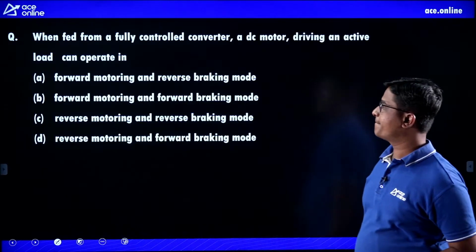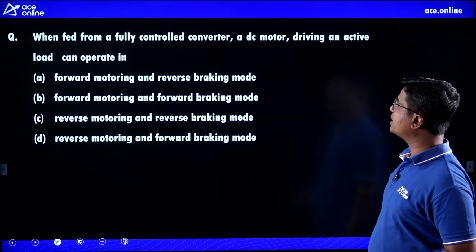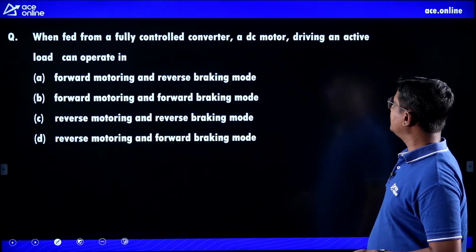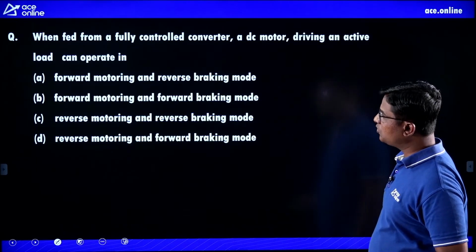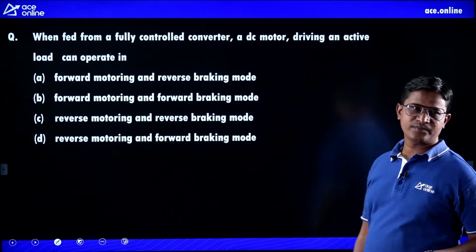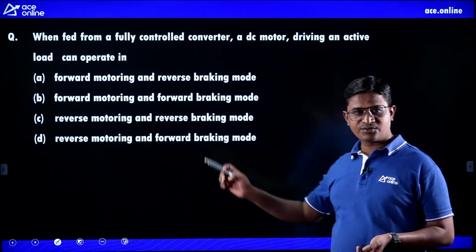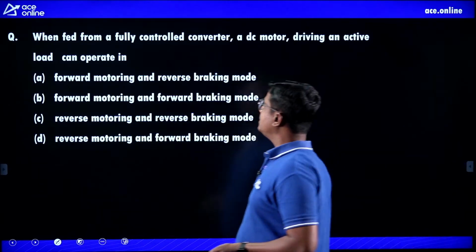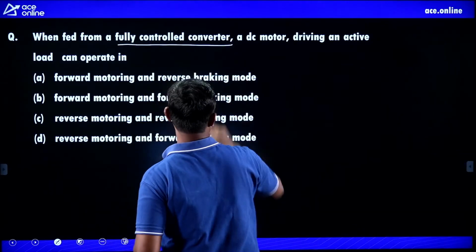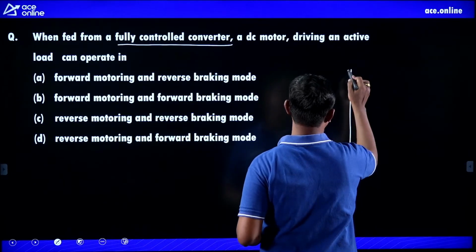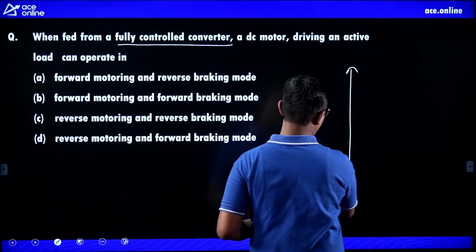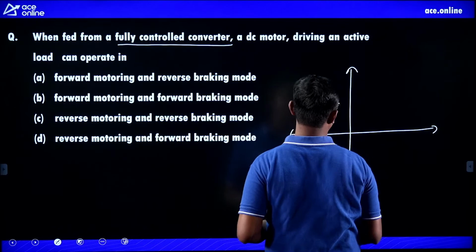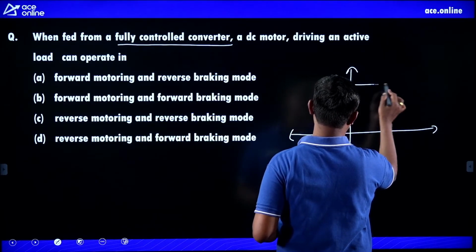Yes. When fed from a fully controlled converter, a DC motor driving an active load can operate in. So this question is related to your quadrants of operation. Here it is a fully controlled converter, right? We know a fully controlled converter operates in which quadrants? 4 quadrants, right? First and fourth.